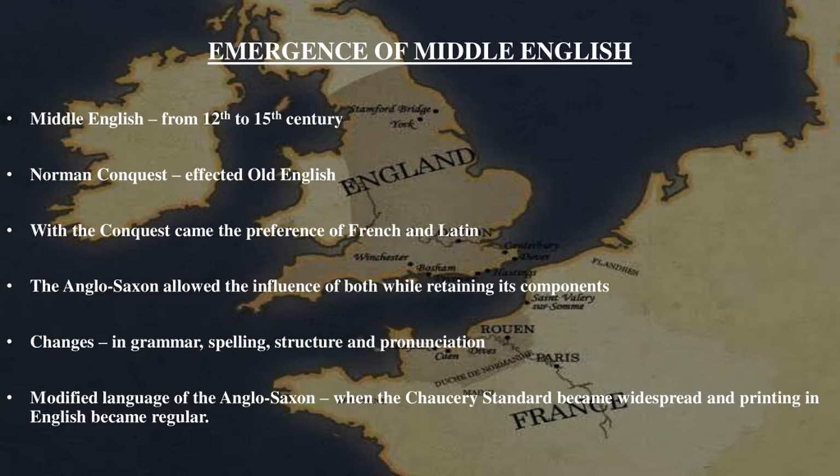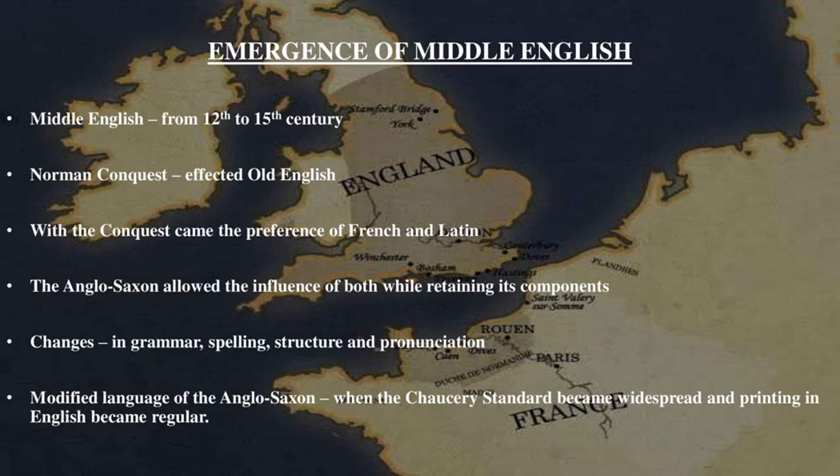The Norman conquest had a significant effect on the Old English and had changed it forever. However, the preference of French and Latin after the invasion compelled the Anglo-Saxons to allow the influence of both while retaining its core components. The changes in grammar, spelling, structure, and pronunciation made it less challenging than the Old English, and this novel characteristic demarcates between the Old English and the Middle English.